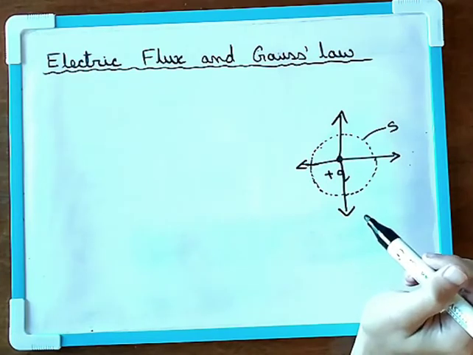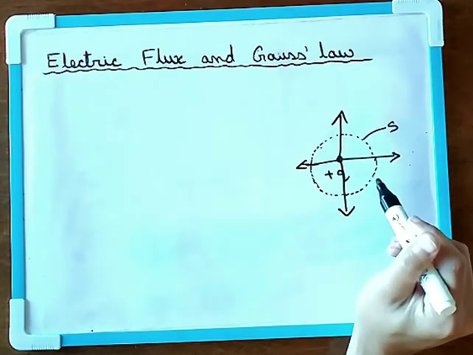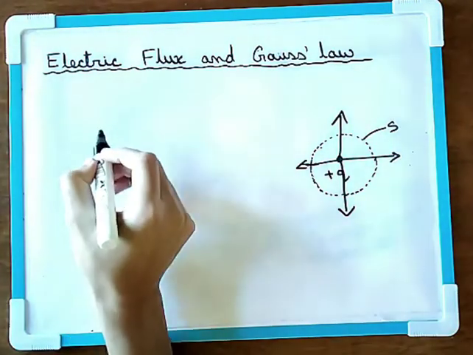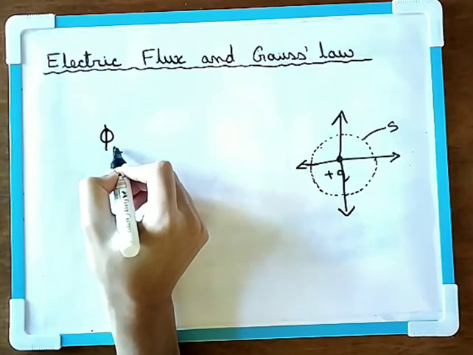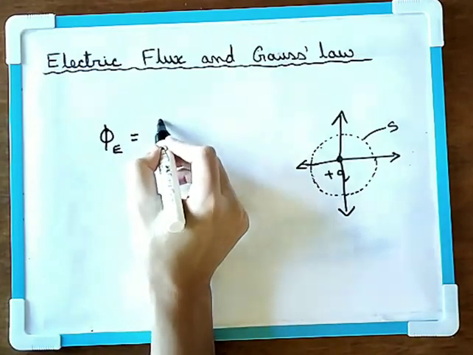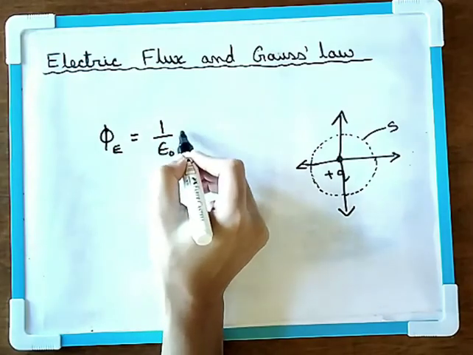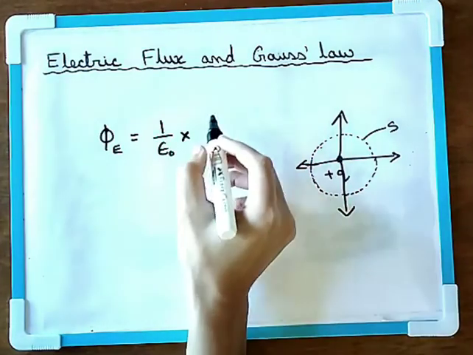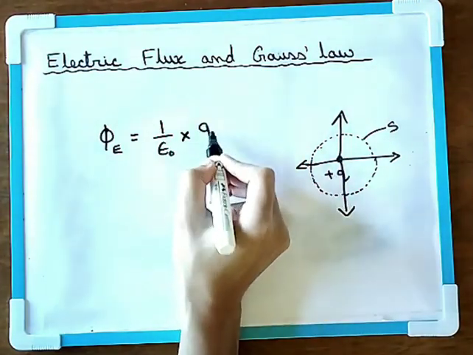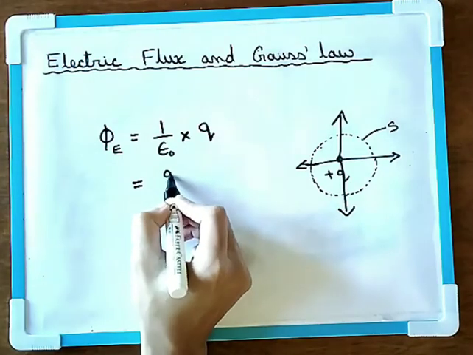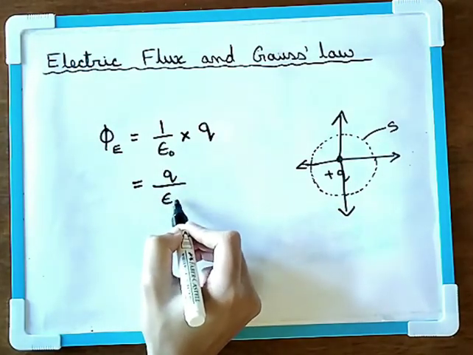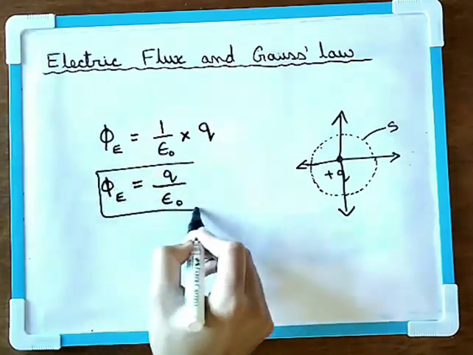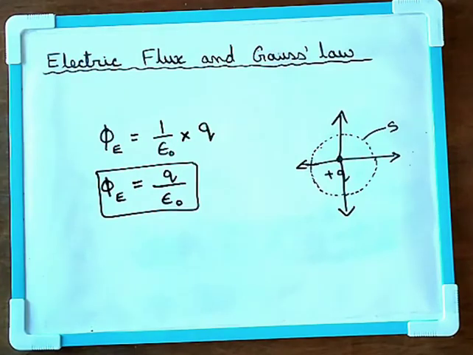So the electric flux through the closed surface is given by Gauss law, and that electric flux, according to Gauss law, is equal to 1 by epsilon naught times the charge enclosed by the closed surface, which in this case is Q. So this is the electric flux through a closed surface, which is given by Gauss law. Remember, the surface has to be a closed surface.